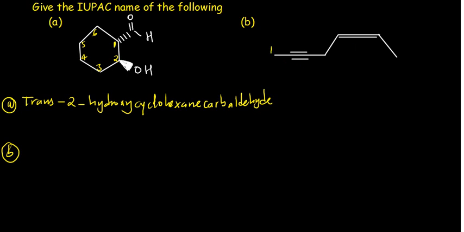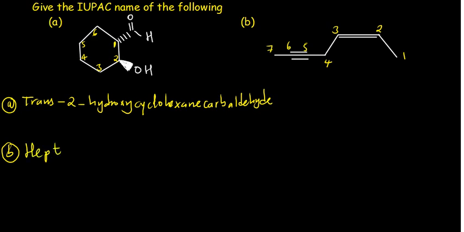So if counting from this direction gave a lower number to the triple bond, then we are going to consider counting in that direction. But when we start from here, 1, 2, we are getting the triple bond at position number 2, and then when we start here, 1, 2, we are getting the double bond at position number 2. So we need to go in the direction that will give a lower number to the double bond. So this will be position number 1, 2, 3, 4, 5, 6, and 7. So a chain of 7 carbons is called hept.